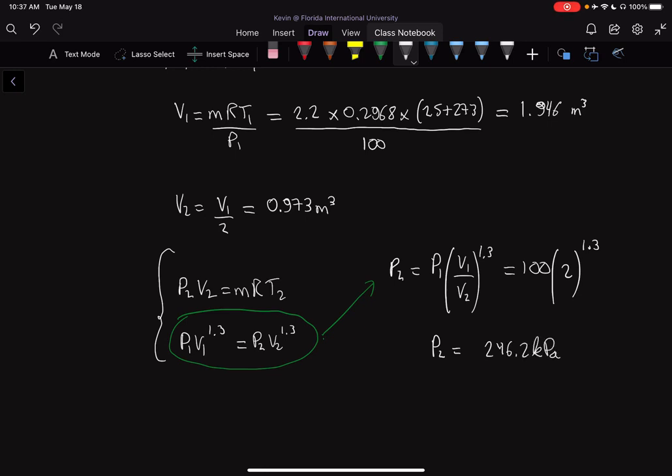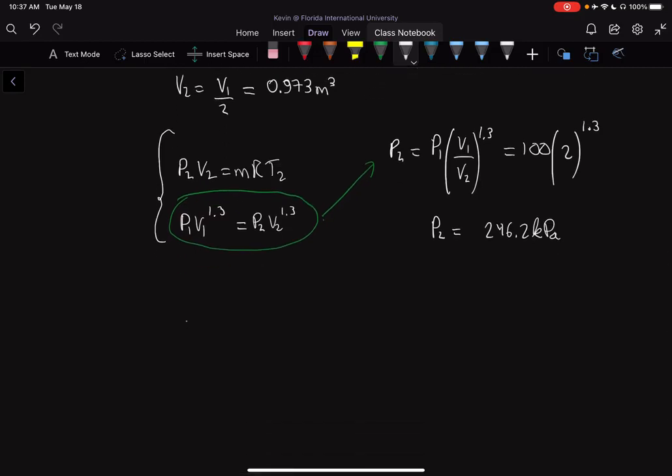Once we have that 246.2 kilopascals, we can now find our work boundary by plugging into our equation. So we have our work boundary is equal to P2V2 minus P1V1 over 1 minus N, and that would come out to minus 149.9 kilojoules. Okay, so our work boundary is negative, and it makes sense. The system is being compressed, so the work boundary is negative. We always remember that work boundary is negative when it is being compressed.